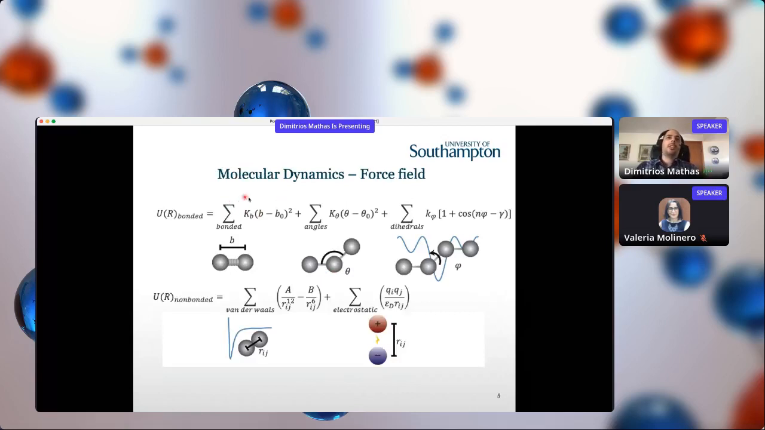Now, the main aspect of MD is the force field. And what is a force field? A force field is a mathematical function, a potential function, which shows how the atoms interact with each other. And it consists of bonded and non-bonded terms. The bonded terms include bonds, angles between three atoms, and dihedrals between four atoms, while the non-bonded part includes the long-range pairwise interactions, the Lennard-Jones, and the electrostatic Coulomb interaction.